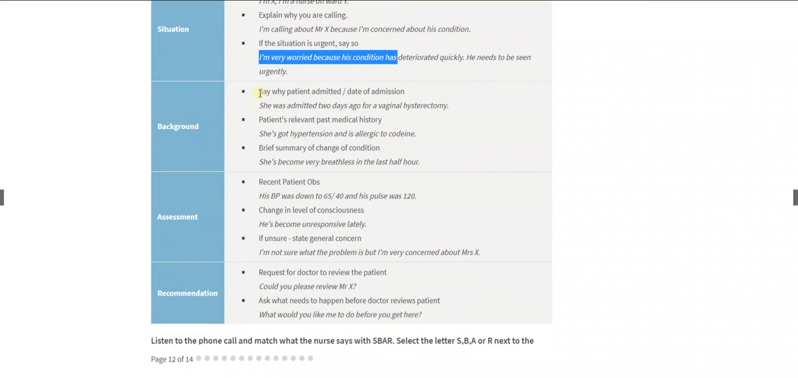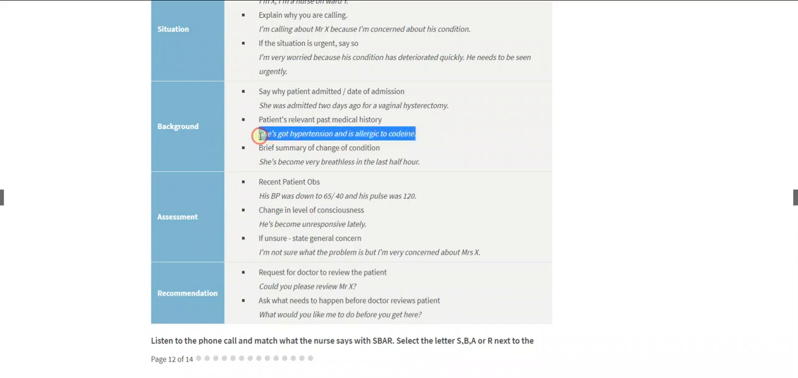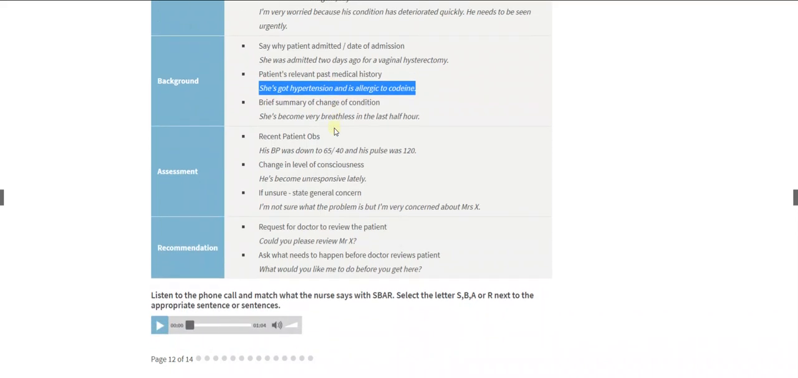Background means they are telling about the history of the patient. You see here the example: she was admitted 2 days ago for a vaginal hysterectomy. That is the history of the patient, present history or past history. She has got hypertension and is allergic to codeine. So these are the background of the patient. It's about what problem the patient actually has.